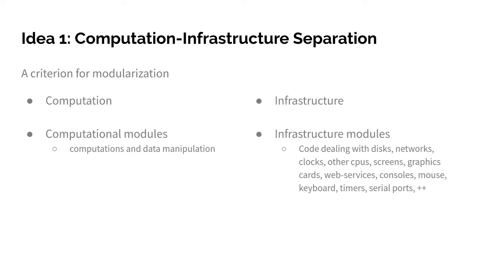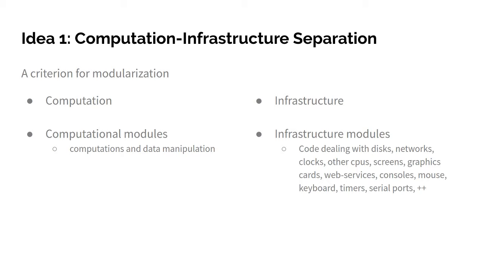Now, the first idea that underlies Progsbase is a criterion for how to modularize software. And this criterion is called Computation-Infrastructure separation. Now, on the left side of the screen, we have the computational modules. The computational modules consist of computations and data manipulation. Now, on the other side of the screen, we have the infrastructure modules.